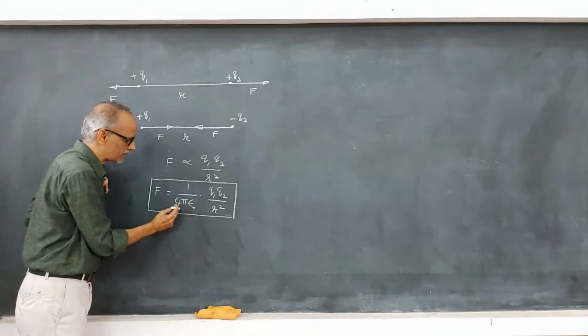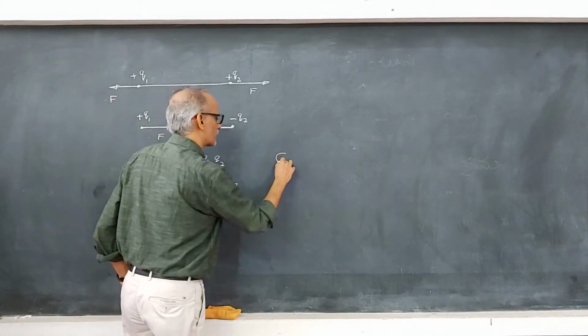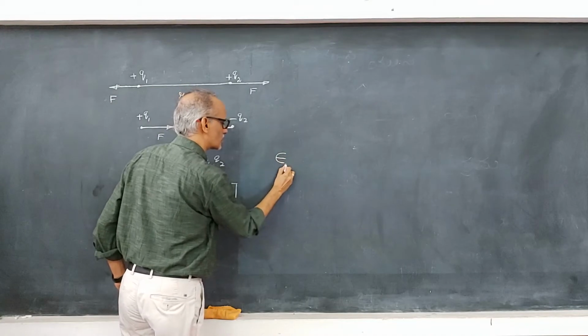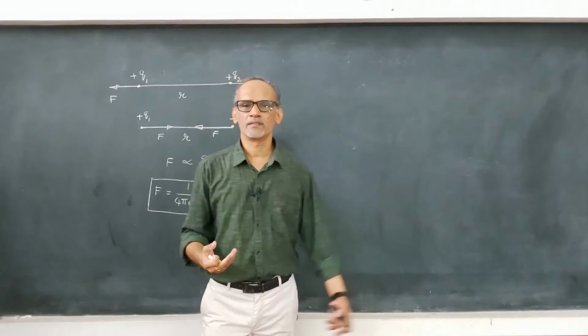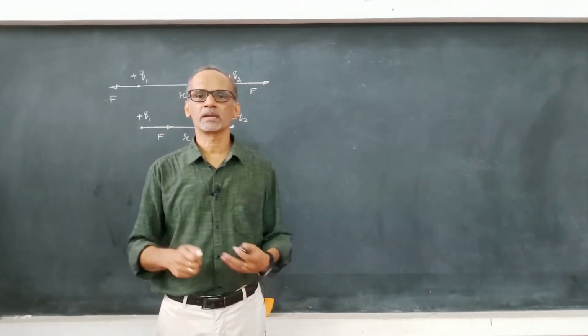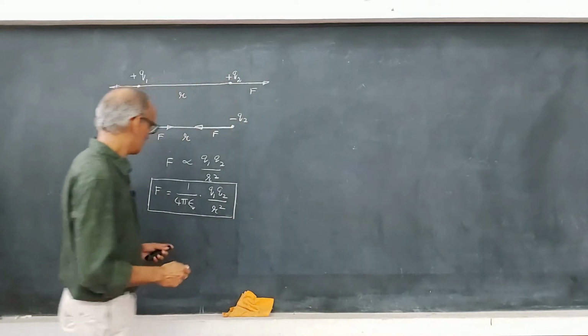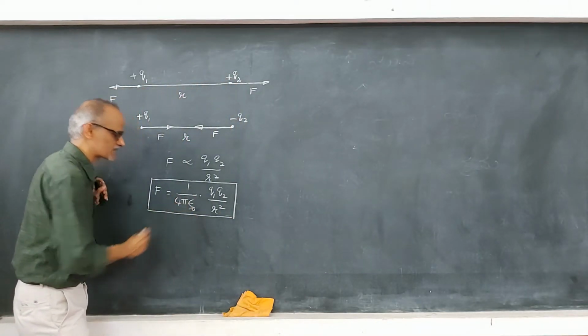But what is this 1 by 4 pi epsilon naught? You know, we write epsilon like this. This is epsilon naught. Okay. So, in Newton's law of gravitation, the proportionality constant is G, capital G, which is called a gravitational constant. But here, the constant of proportionality is 1 by 4 pi epsilon naught.